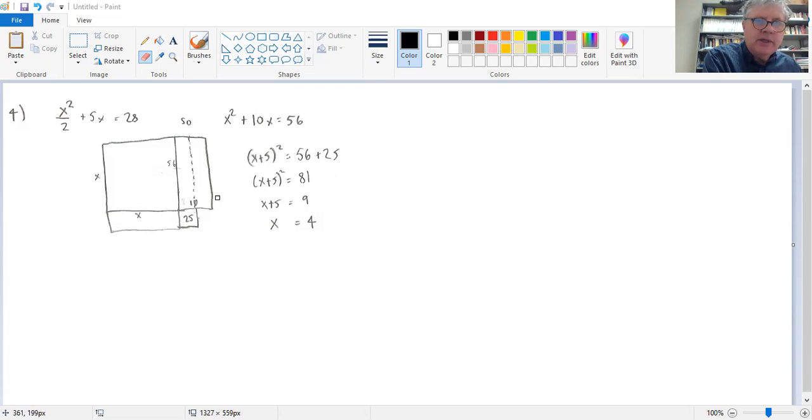And so there's x plus 10 times x, so that's x squared plus 10x, this area here, is equal to 56. So we know how to do this. We sort of cut this in half here, and we take that strip down there, and that creates a little square here, which is 5 by 5, 5 squared. And so we would have gotten x plus 5 squared equals 56 plus 25. So x plus 5 squared equals 81, so x plus 5 equals 9, so x equals 4.